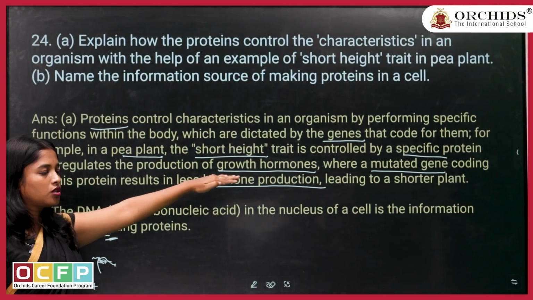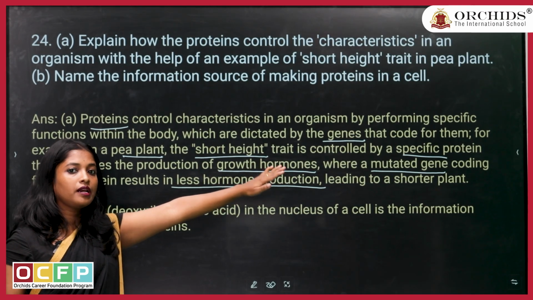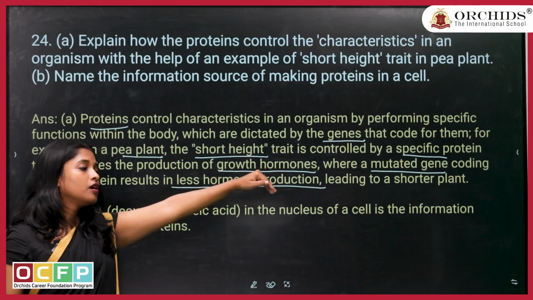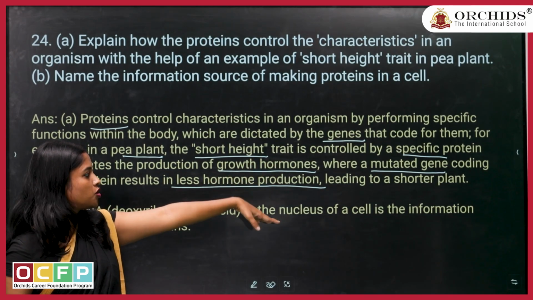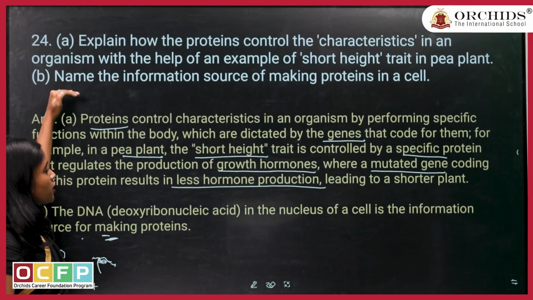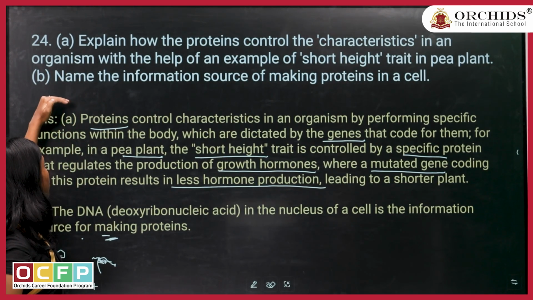So these are the keywords you need to highlight. You need to explain how the protein which is responsible for the short-heighted pea plant is responsible for controlling the characteristics. Okay.